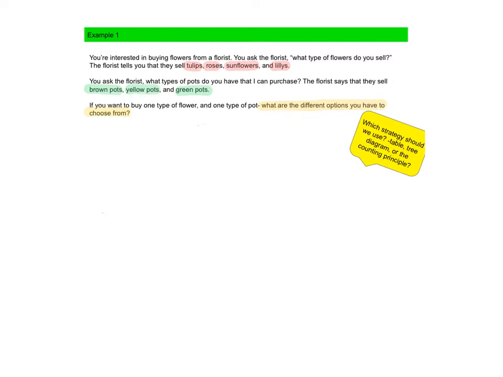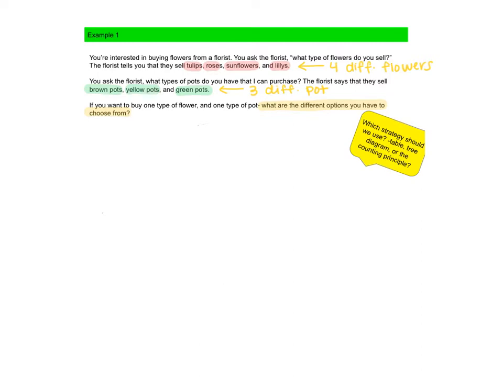So to begin these questions, I always do my highlighting. Of course, you want to do some close reading. And then I want to identify my variables. So I have 2 variables here. This is my first variable. This is my second variable. So the flower type, there's 4 different types of flowers to choose from. And our pots, there are 3 different pot colors. Okay, so we have 2 variables, and each of those has a few different options.